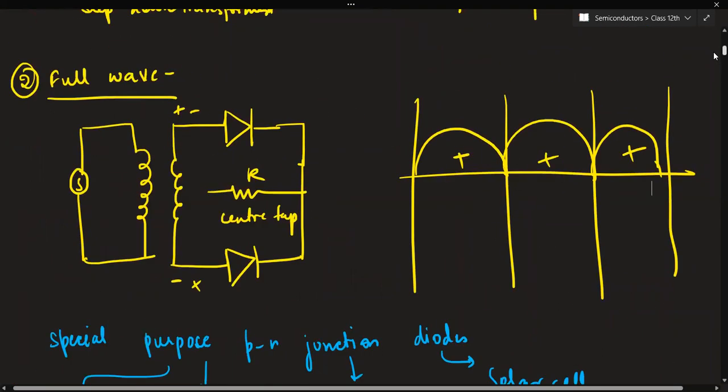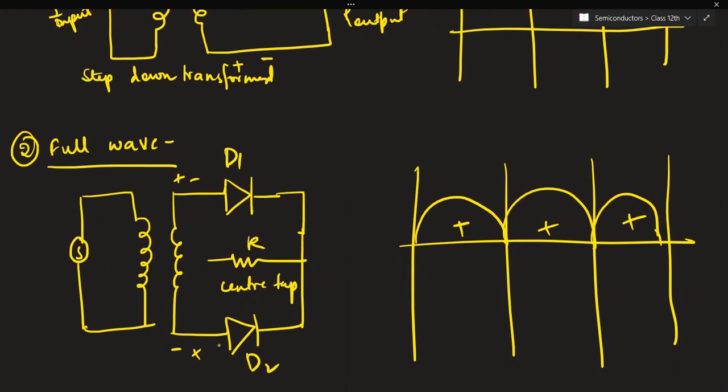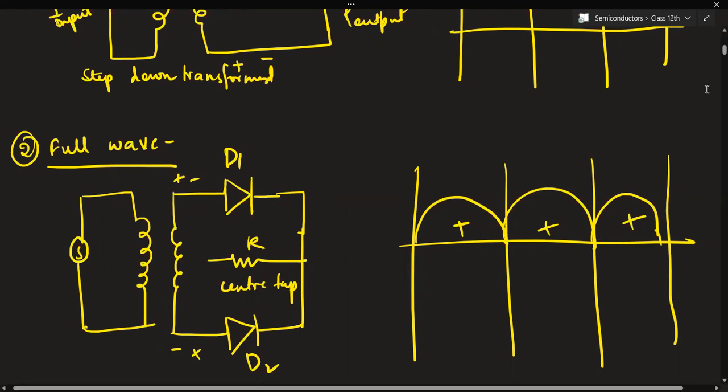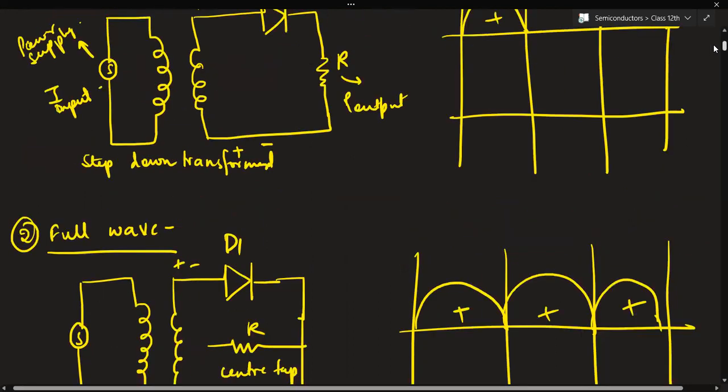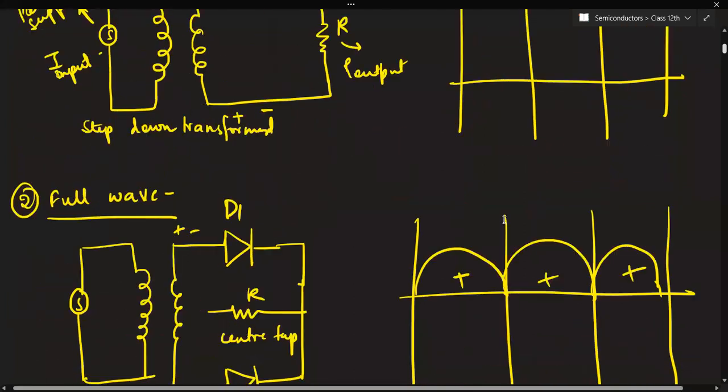But in full wave rectifiers, the half that was getting missed is read by the second diode. So you have two diodes, D1 and D2. This is the graph that is plotted, and you can see the frequency is actually doubled. Do you see the output voltage? Here you are getting a single wave; here the frequency is twice for the full wave.